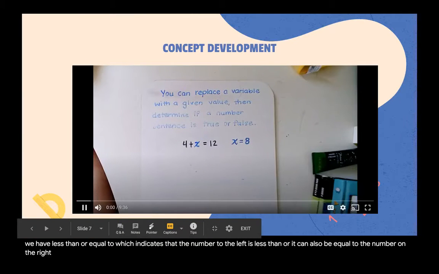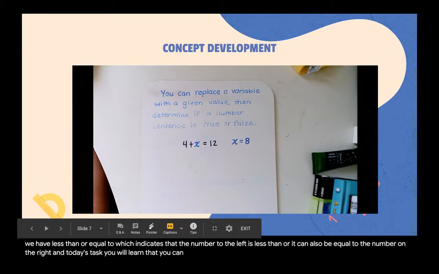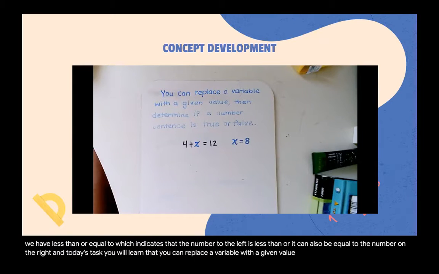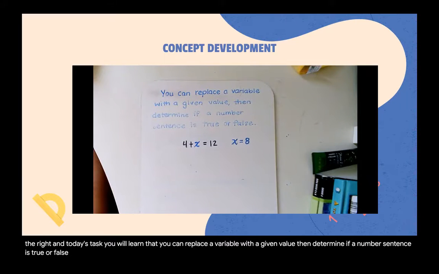In today's task, you will learn that you can replace a variable with a given value, then determine if a number sentence is true or false. Let's take this number sentence. 4 plus x equals 12, x equals 8.